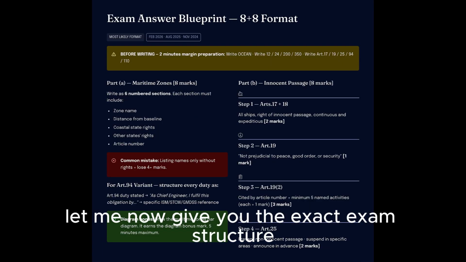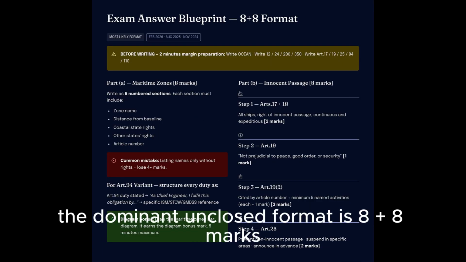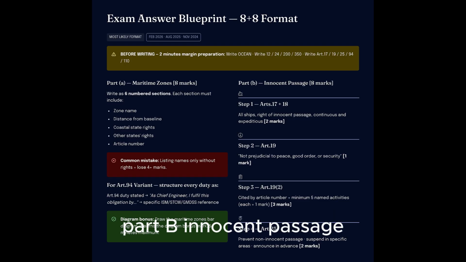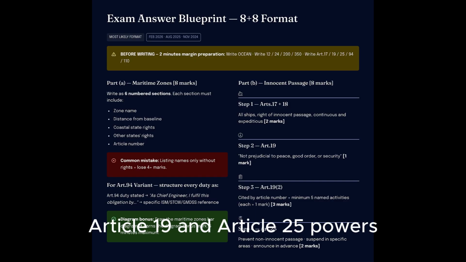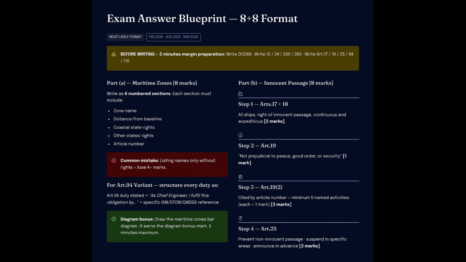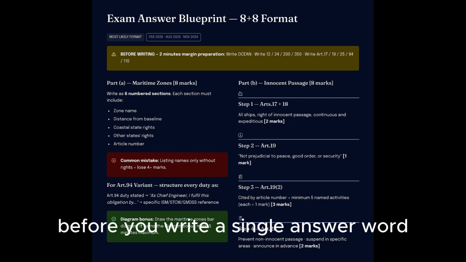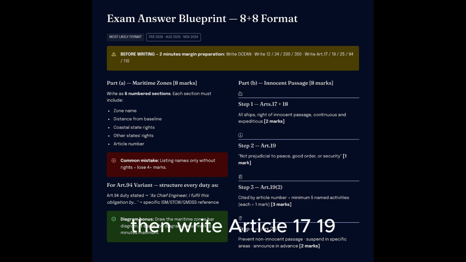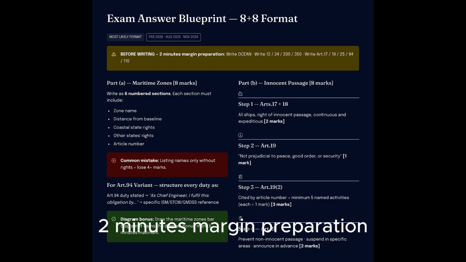Let me now give you the exact exam structure. The dominant UNCLOS format is 8 plus 8 marks. Part A, Maritime zones with rights in each zone. Part B, Innocent passage, Article 19 and Article 25 powers. Before you write a single answer word, write ocean in your margin. Then write 12, 24, 200, 350. Then write Article 17, 19, 25, 94, 110. 2 minutes. Margin preparation. Every UNCLOS question.